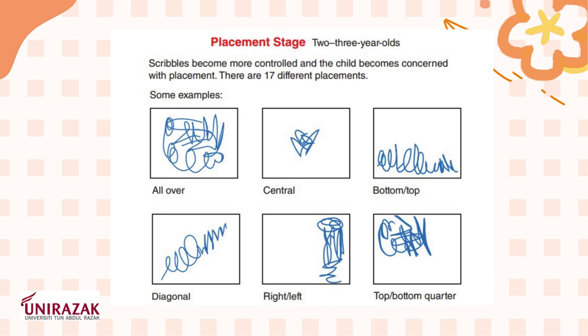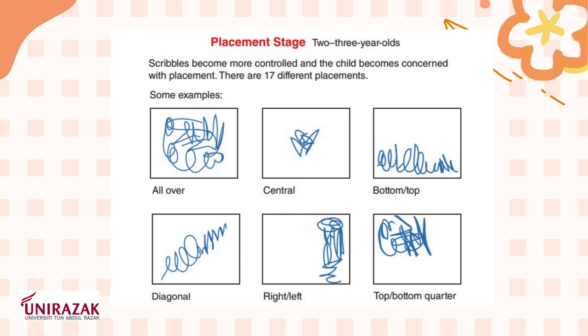The placement stage occurs around ages 2 to 3, where children's scribbling becomes more controlled. They start to focus on where they place their marks rather than randomly scribbling. Key placements include all over, scribbles spread across the paper. Central, marks concentrated in the center. Bottom, top, marks primarily at the bottom or top. Diagonal, scribbles move from corner to corner. Right, left, marks focused on one side or moving across. Top, bottom quarter, concentrated in specific sections. This stage shows children's developing control and awareness of space.